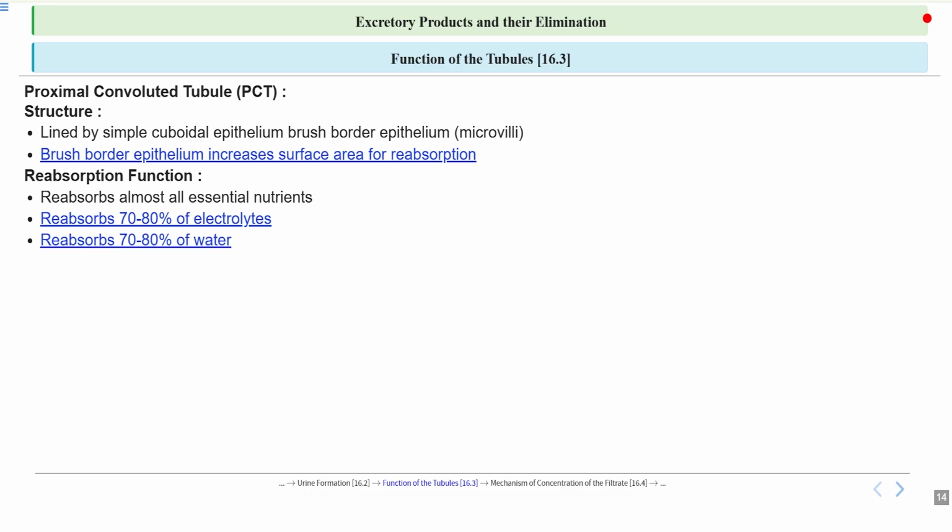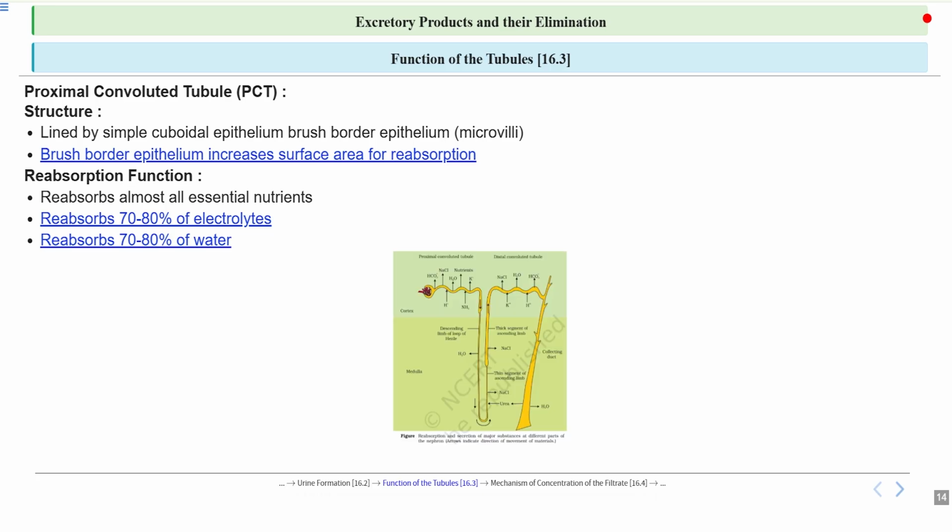Additionally, the PCT reabsorbs about 70 to 80% of water from the filtrate. This is like the body's way of conserving water, especially important when we are dehydrated or need to retain fluids.